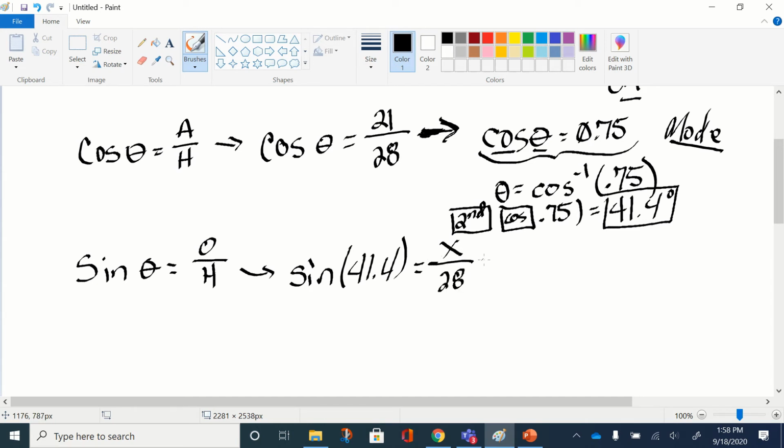Now, when you want to go solve for x here, you've got x divided by 28, so you've got to undo it by multiplying by 28, not 25, sorry. So multiply both sides by 28. In your calculator, what I would type is 28 multiplied by the sine of 41.4. You don't have to use the inverse sine. You don't have to do the second function here at all. Literally just 28 multiplied by the sine of 41.4. We should get a value of 18.5.